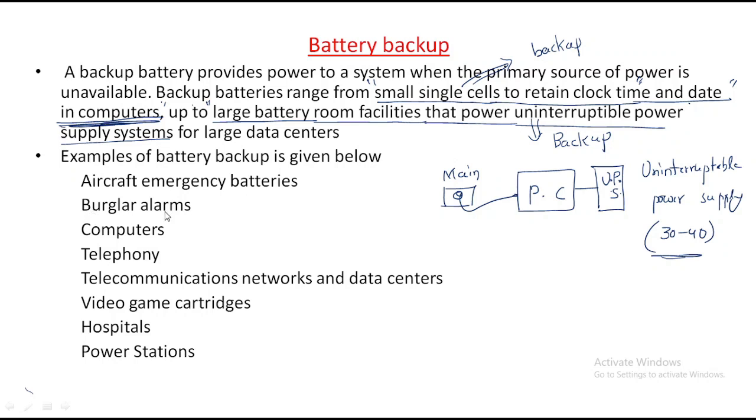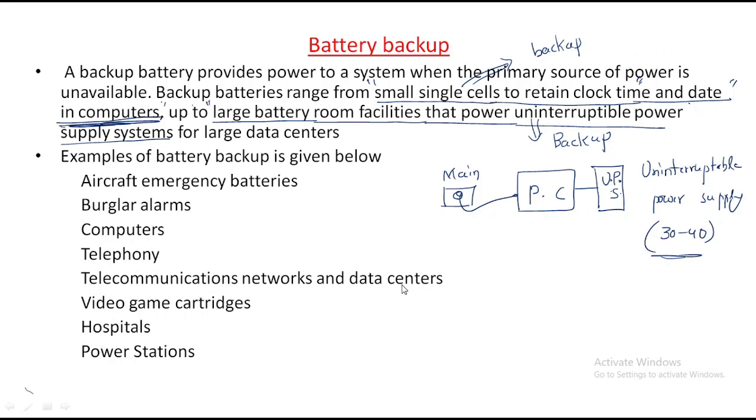Second, burglar alarm. Burglar alarm means generally restricted areas. In very restricted areas, whenever a human enters, the sensor will work and that will give the alarm. So in that we use the backup batteries whenever the supply is not there. Computers, in computers we are directly using the UPS and small cell batteries also. Telephone, we have the batteries. Whenever the supply is not there, it will be useful.